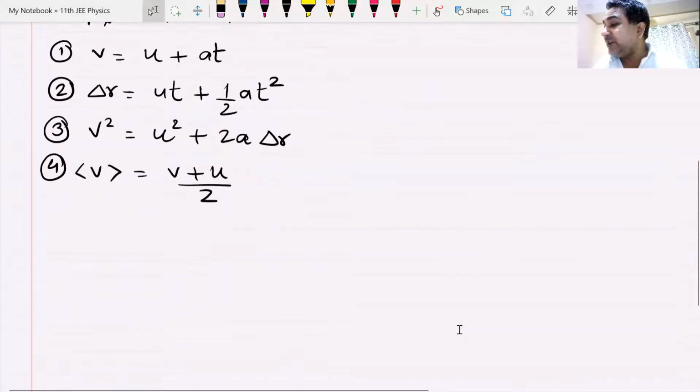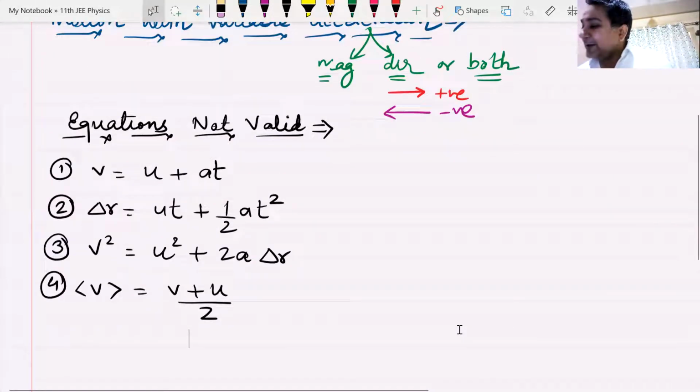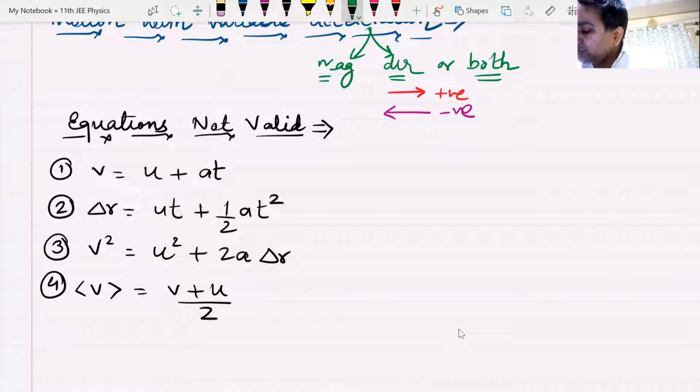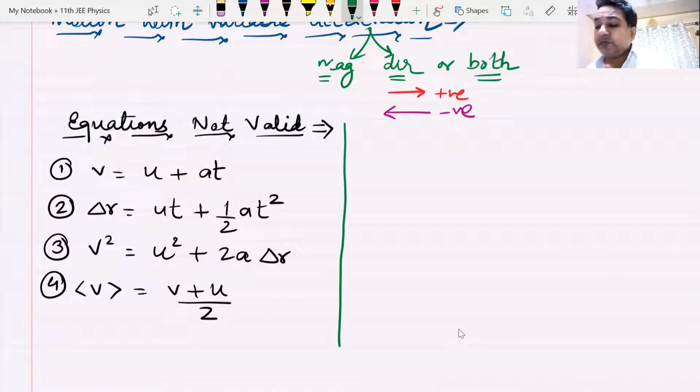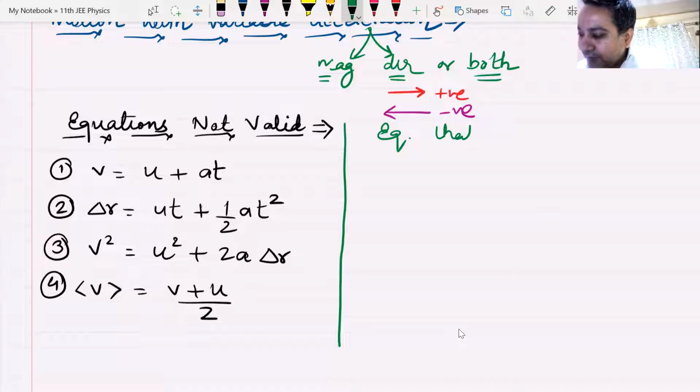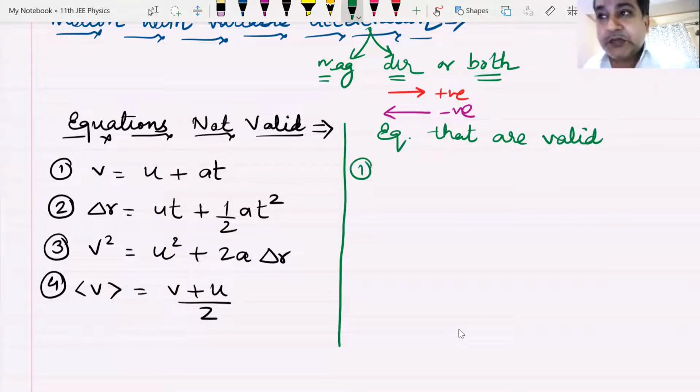Now let us see, if these equations are not valid, then what equations are valid? Let us move on to the valid equations. Let me write them on this side so that we can make a comparison. Equations that are valid, that are going to be used. Number one: remember, there were certain equations which were definitions. Definitions are always valid.